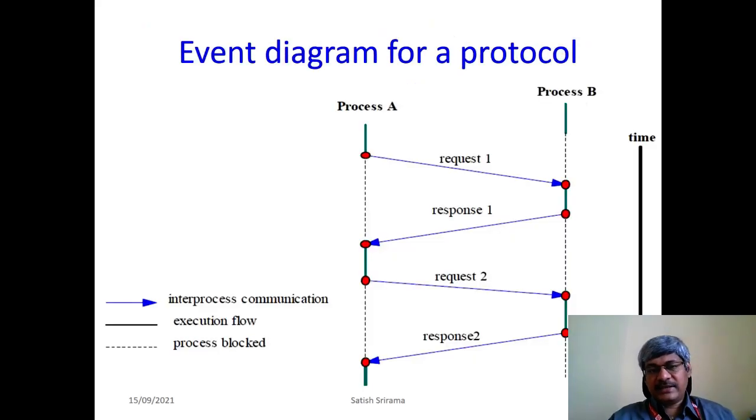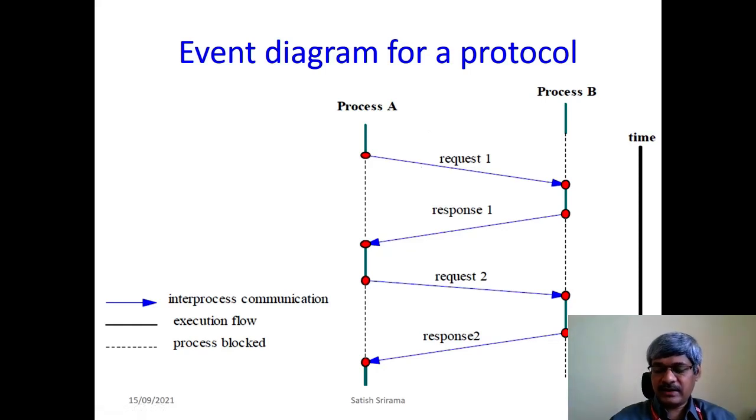I quickly said that these diagrams are called event diagrams. So the event diagrams are put like this. If there is a process, the dark line means process A is executing. When there are dotted lines, that means it is blocked. Similarly here, process B is executing, and then it is blocked here. And event diagrams you use to basically show different protocols.